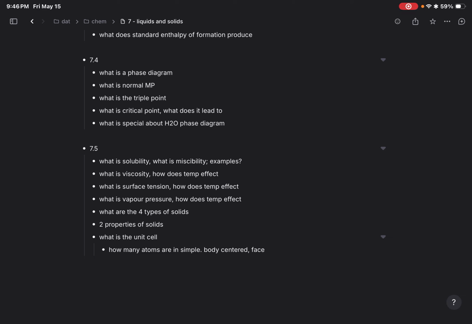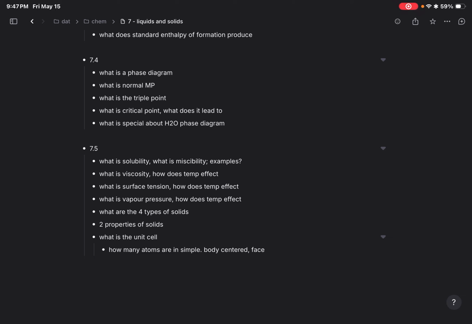What is the critical point? That is the point where a supercritical fluid forms. Yeah, supercritical fluid. That's where the gas to liquid line ends. And beyond that, you can't distinguish the difference between liquid and gas because it's such a high temperature and pressure. What is special about H2O? It'll have a negative slope for the solid liquid phase line slope.